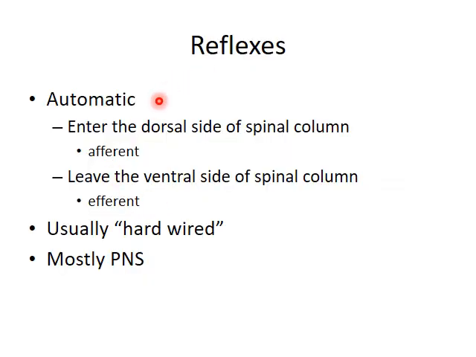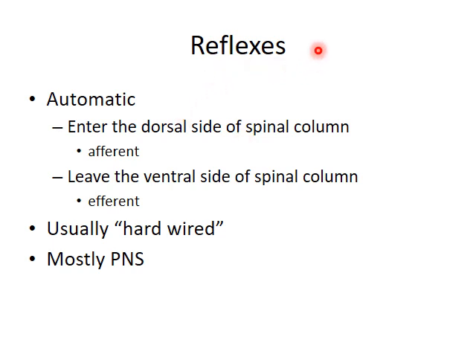So reflexes, they're automatic. They're going to enter the dorsal side of the spinal cord, the afferent side. So most of our nerves coming up into the central nervous system are going to be on the dorsal side of the spinal column. Those that are leaving, motor nerves, are going to be on the ventral side of the spinal column.